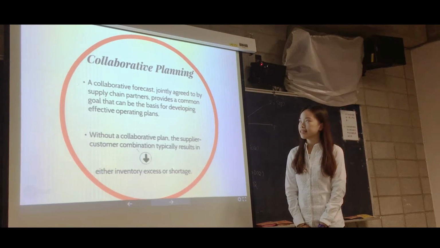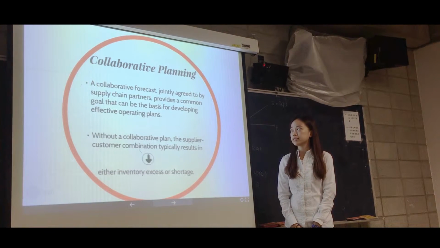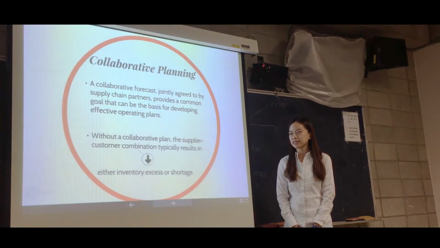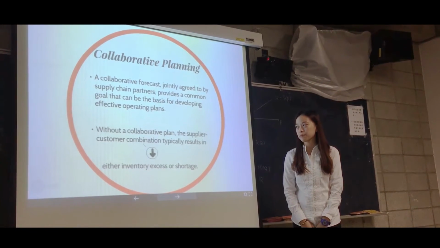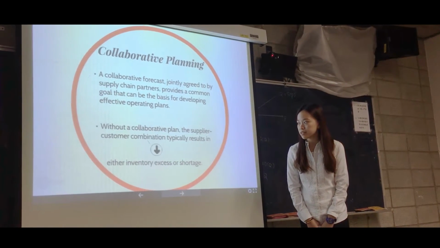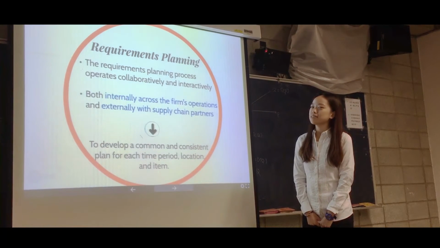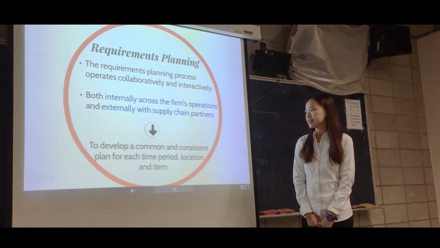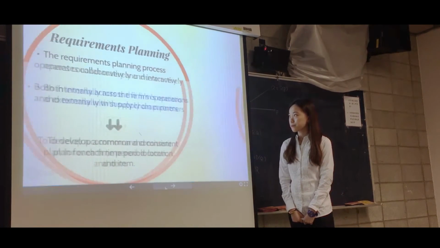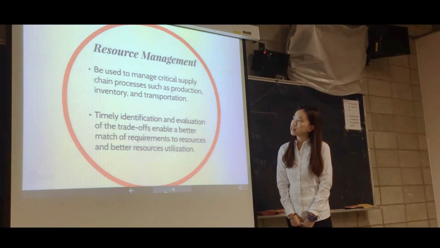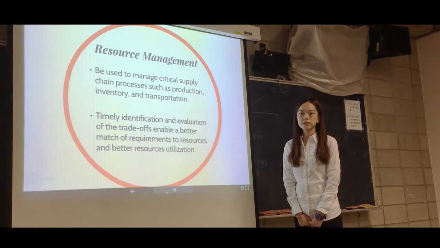And collaborative planning is jointly agreed to by supply chain partners and arrives at a common goal that can be the basis for developing an effective operating plan. If a company is without a collaborative plan, the supplier-customer combination results in either inventory excess or shortage. And the goal of requirement planning is to develop a common and consistent plan for each time period, location, and item. And resource management is used to manage critical supply chain processes such as production, inventory, and transportation.